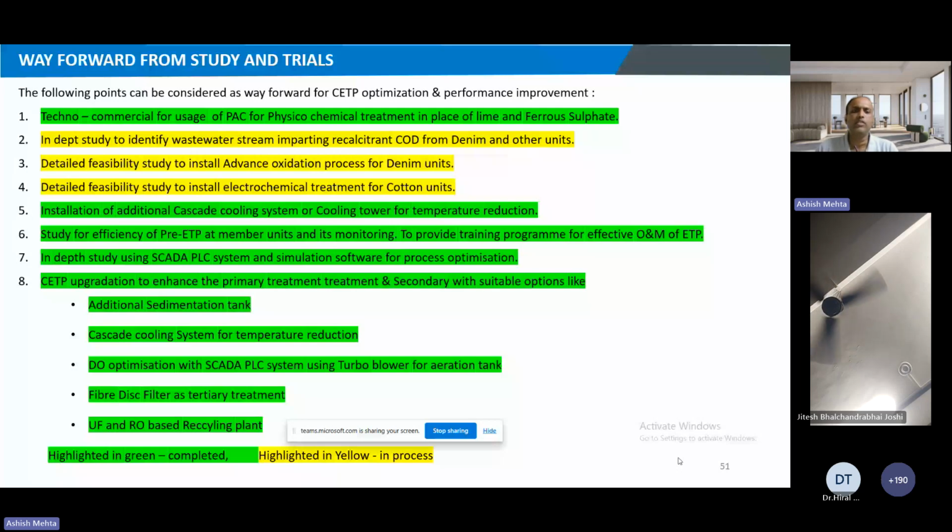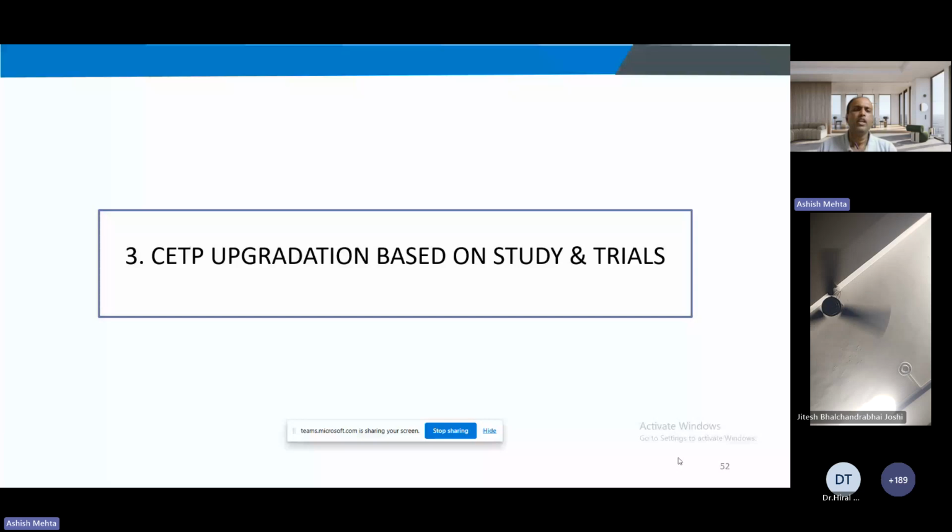Prior to this, it goes to the ultrafiltration and RO system. We were able to provide an additional sedimentation tank based on the studies, optimization of DO, a cascade cooling system, additional fiber disk filtration, and UF based and RO based recycling and ZLD system. There are certain things indicated in yellow, which we are still working on for further improvement and enhancement. And we are working on the phase 2 project activity when we are going for further expansion at our CETP and ZLD system. These are a glimpse and the photographs of our plant, what we have done.